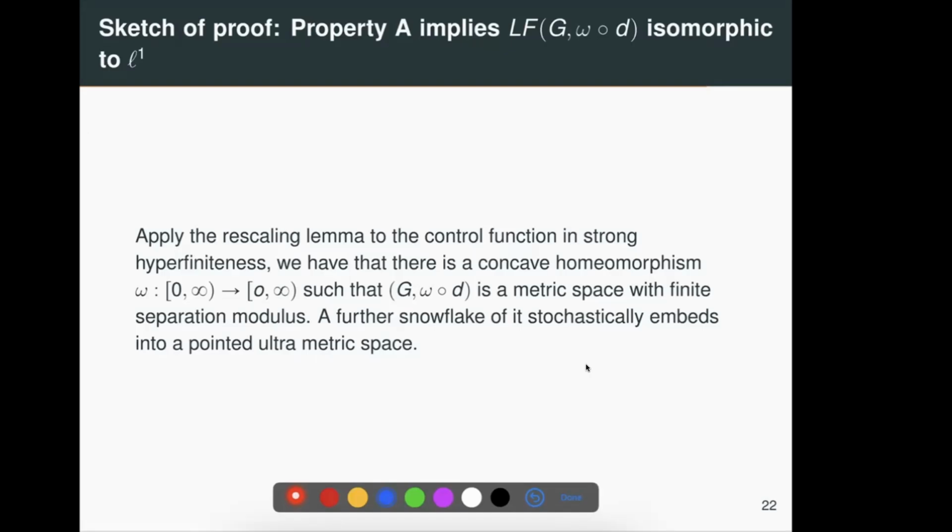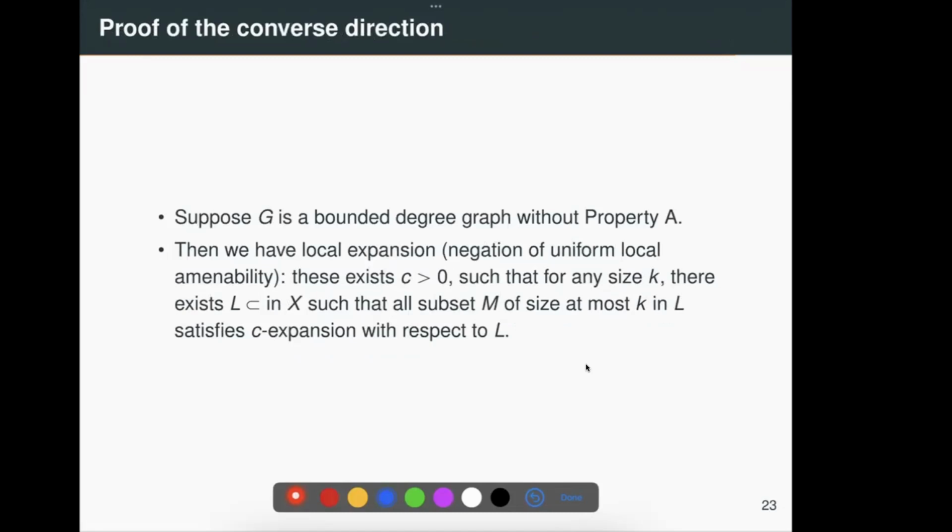And then in the converse direction, the interesting thing is that this admits a converse. That's the last bit of the proof, so this is the if and only if. In the other direction, if we now have a graph without property A, then we want to show that you cannot rescale the metric so that the Lipschitz free space becomes isomorphic to L1. And here we use this characterization of uniform local amenability. So it's also equivalent to A.